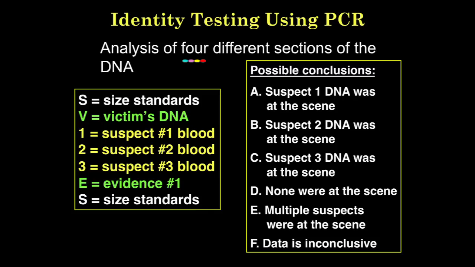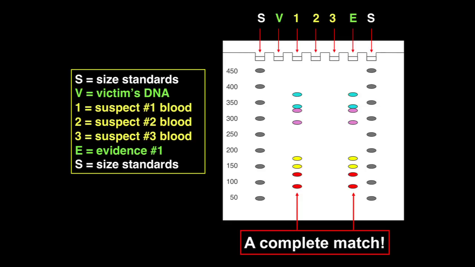Notice it doesn't say the person was at the scene, but rather the DNA was at the scene. Or that multiple suspects' DNA was at the scene, or lastly, that the data was inconclusive. These are the possible experimental results. So if we were to run this sample shown in the wells in this gel, these are the possible results with the markers shown off to the left and the far right.